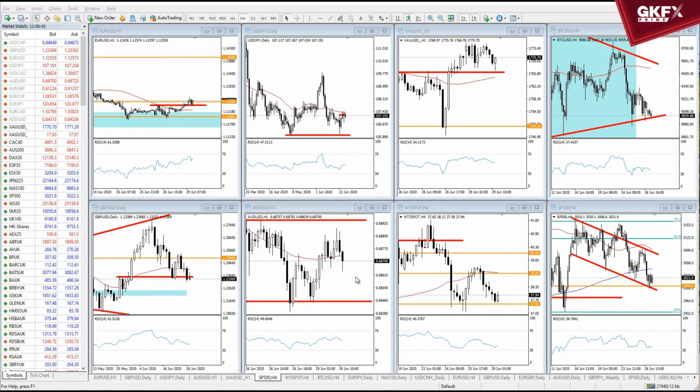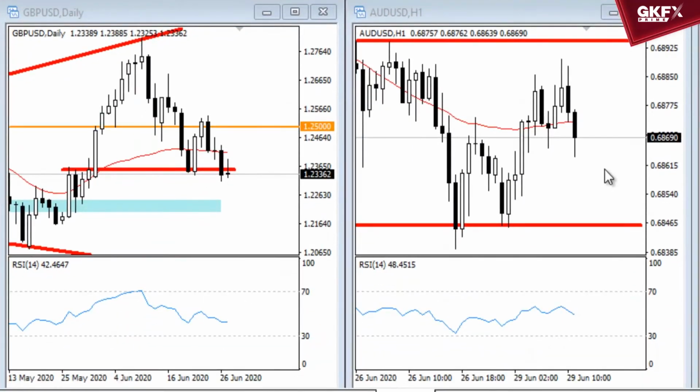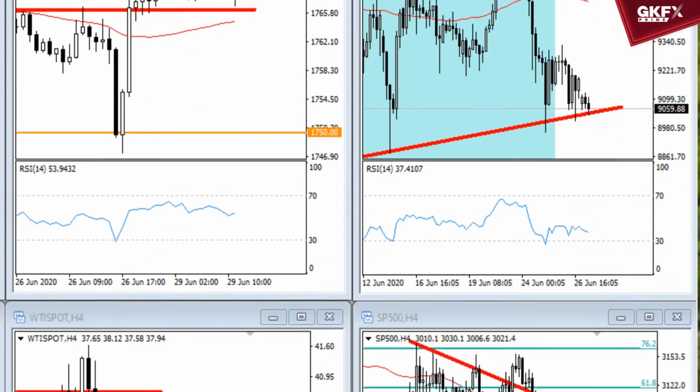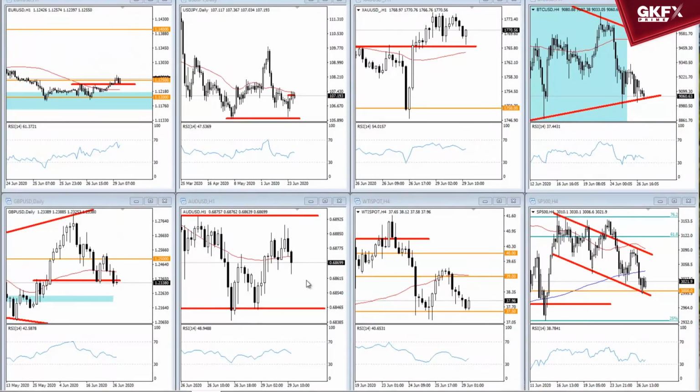So, just to run down quickly what we're going to look at today, it's going to be technical analysis of the euro dollar, dollar yen, pound dollar, Aussie dollar, gold, Bitcoin, WTI spot crude prices, and the S&P 500, our contract, the SP 500.